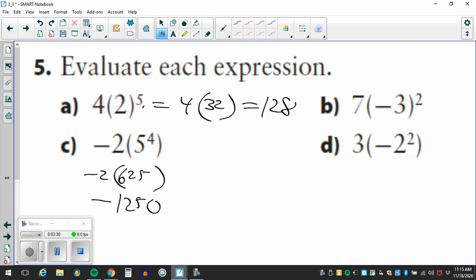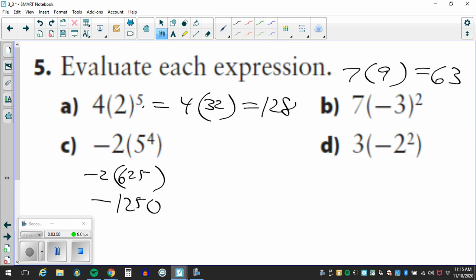In B, you have 7 multiplied by negative 3 squared. Since the negative 3 is in brackets, that's defined as the base. Therefore, it's used in repeated multiplication, and negative 3 squared would be negative 3 times negative 3, which is a positive 9. 7 times 9 is 63.